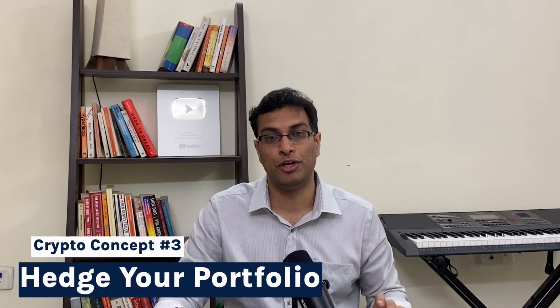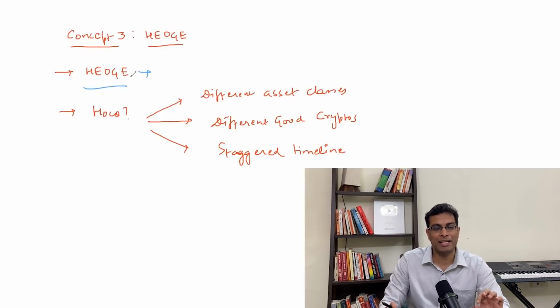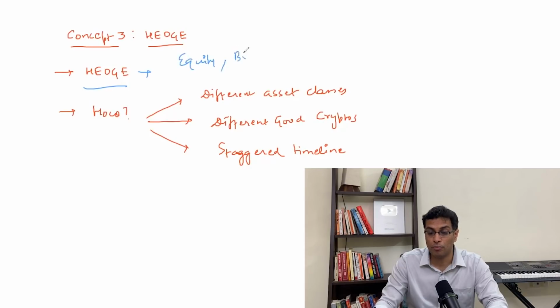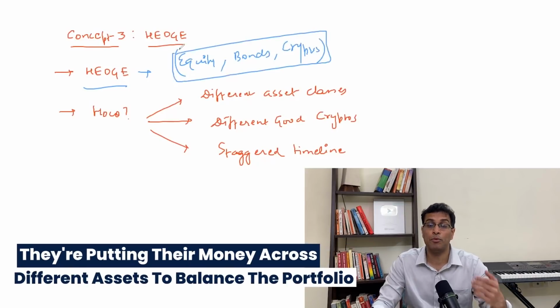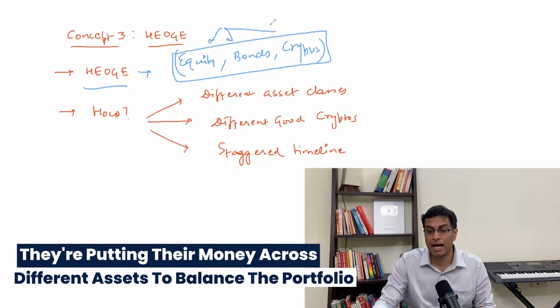The third and final concept that you need to remember to maximize your gains from crypto portfolio is that you must hedge your portfolio. So what exactly is hedging? Let me explain that by using an example. You might have seen that big investors buy a little bit of equity, a little bit of bonds, a little bit of cryptos. So what are they doing? They are basically balancing their portfolio. They are putting their money across different asset classes.